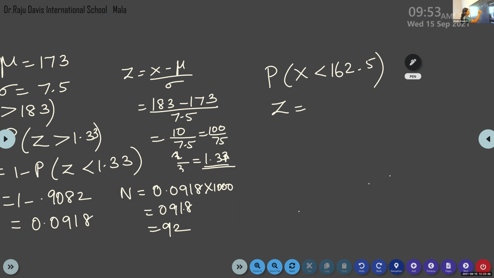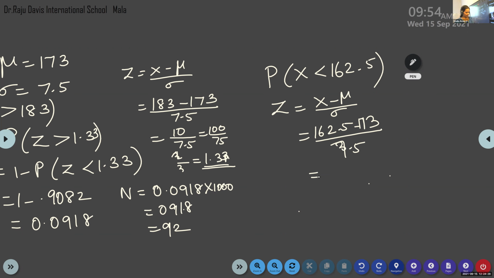We should convert it. Z is equal to X minus mu by sigma. So 162.5 minus mu. What is the value of mu here? It is 173, divided by sigma. Sigma is 7.5. Substitute this and check what is the answer. 162.5 minus 173 by sigma, sigma is 7.5. What is 162.5 minus 173?